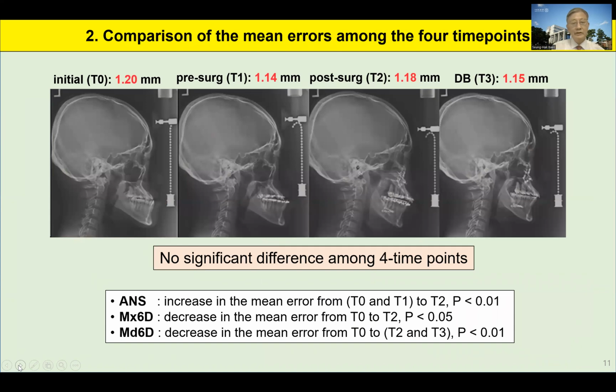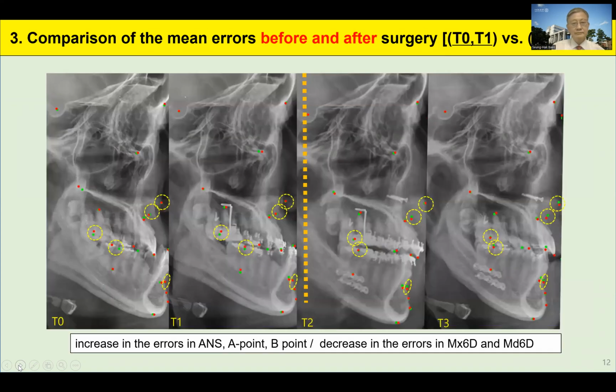As you can see, there was no significant difference in the mean error values among the 4 time points. However, ANS and the maxillary and the mandibular first molar distal point showed some difference between the 4 time points. Therefore, it was necessary to compare the mean error values before and after surgery using 2 time points.